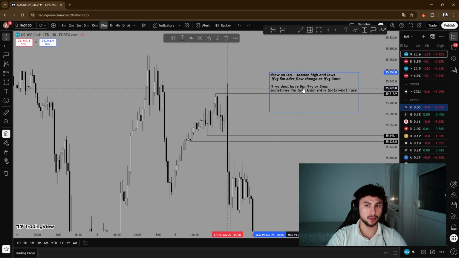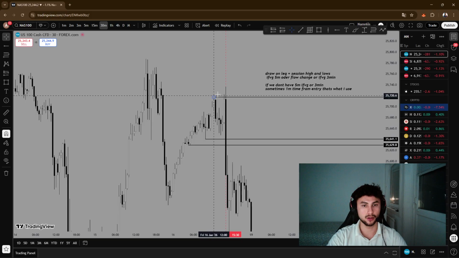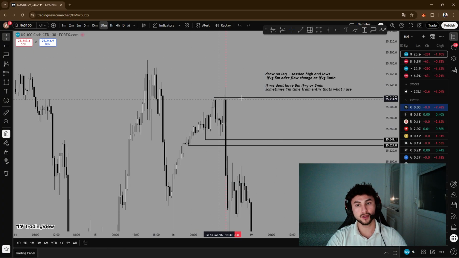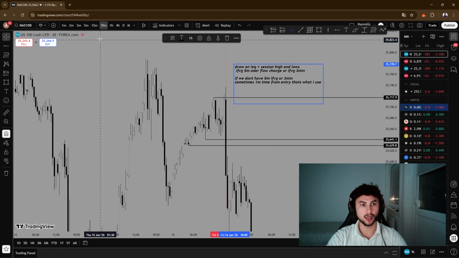So what I trade based on is draws on liquidity plus session highs and lows. We take out a draw on liquidity, a strong draw on liquidity here, and then we take out a session high. And then right after that happens, what do I wait for? A 5 minute inverse fair value gap or a 3 minute.